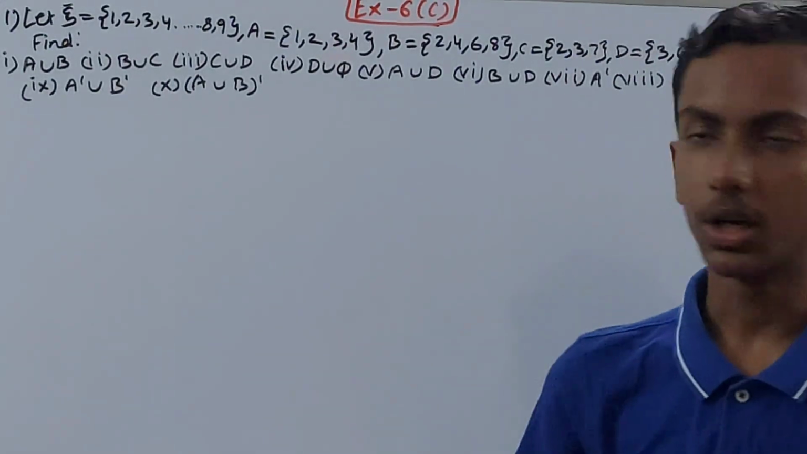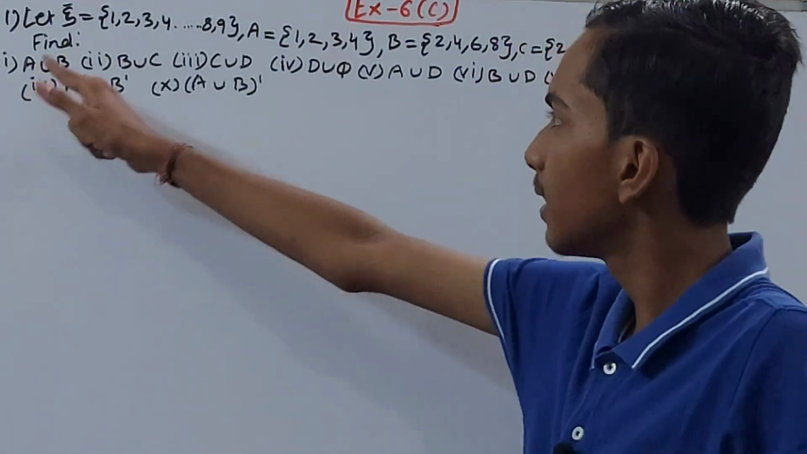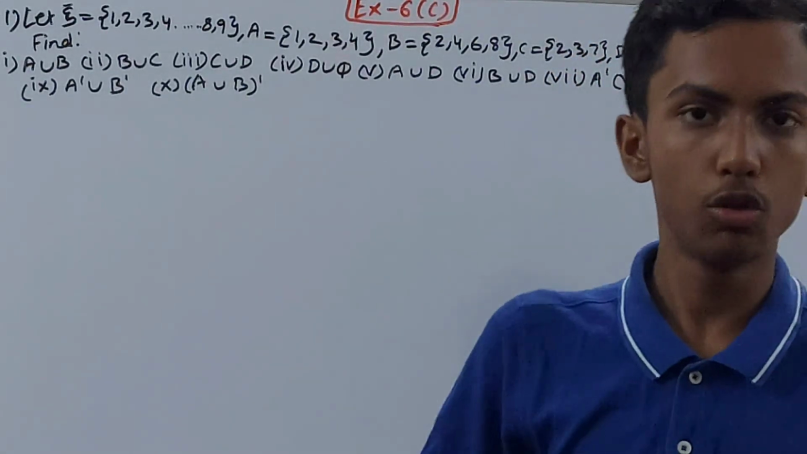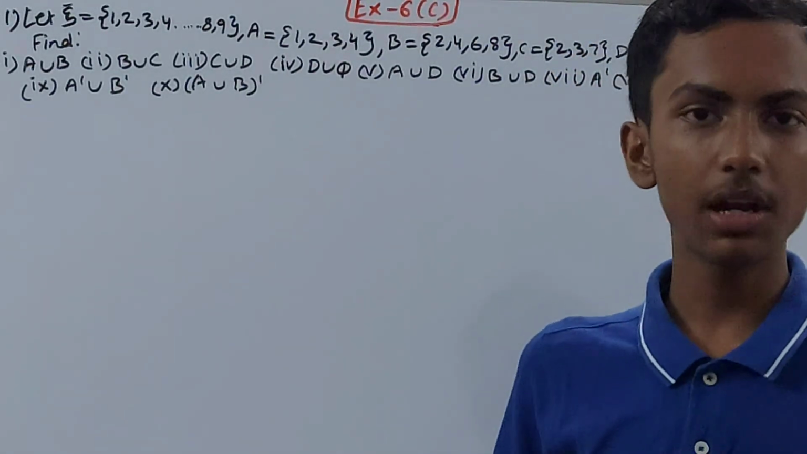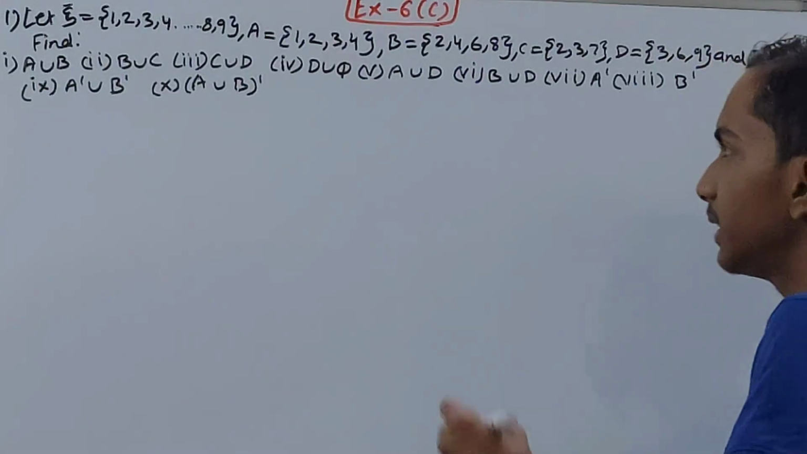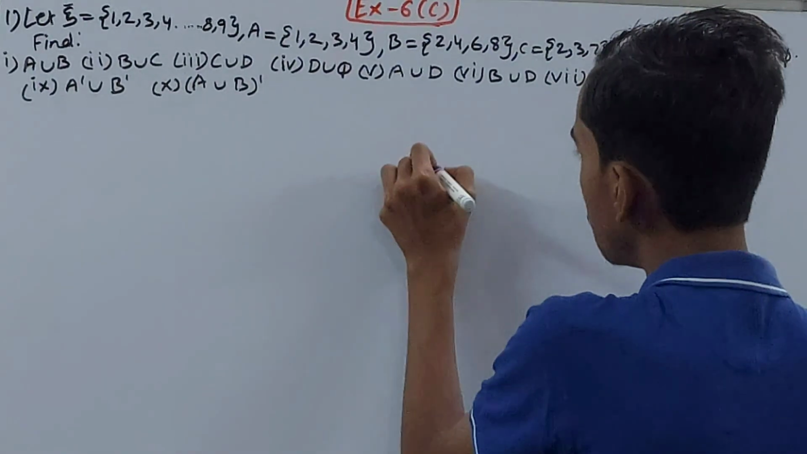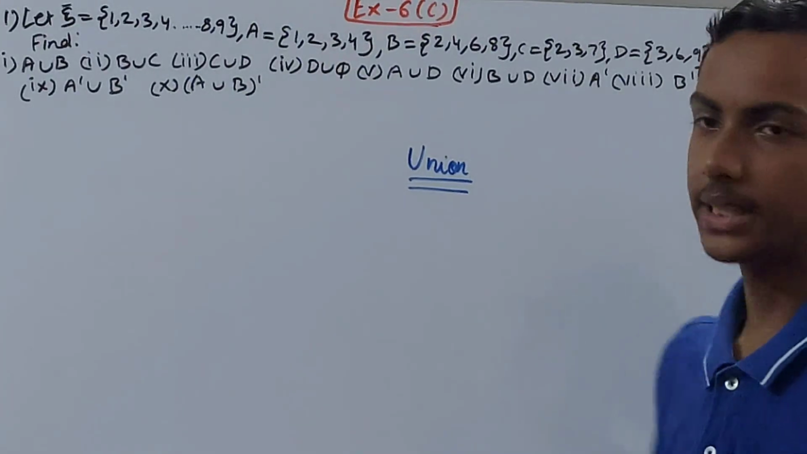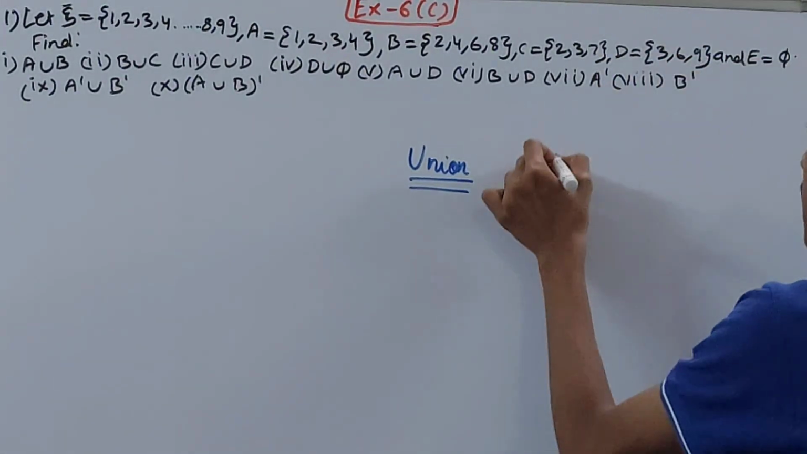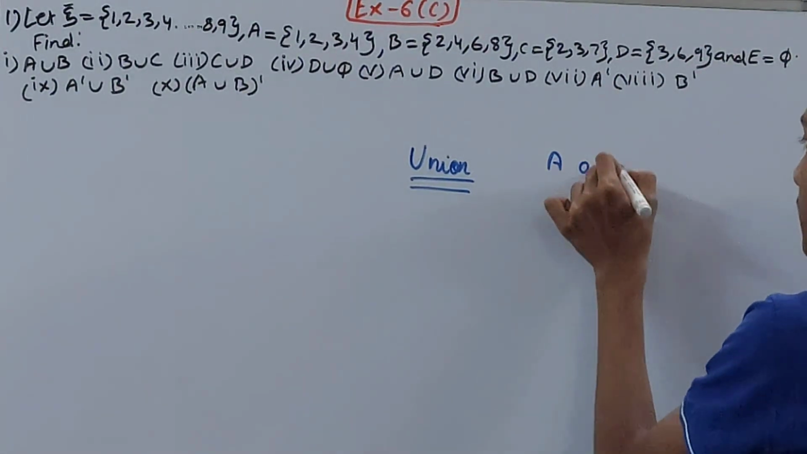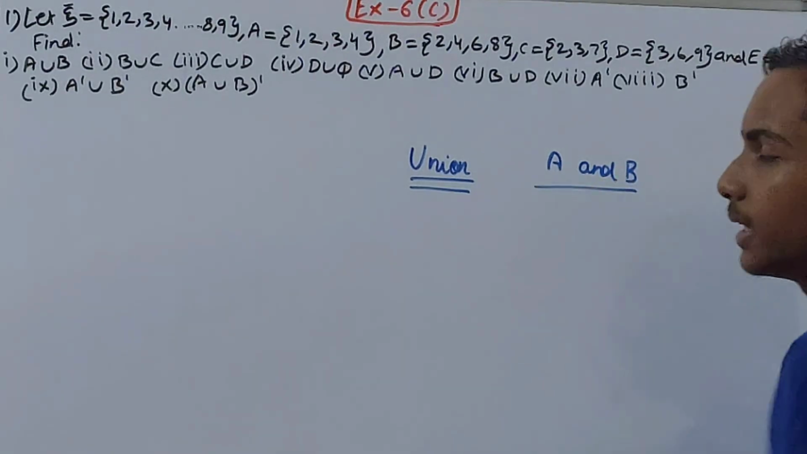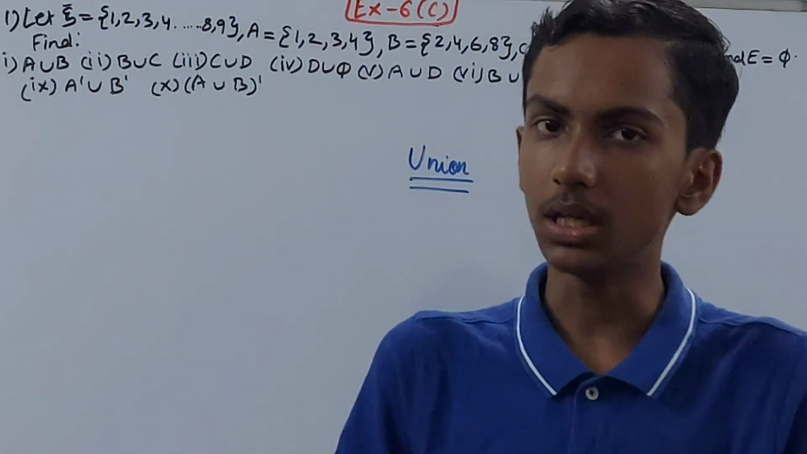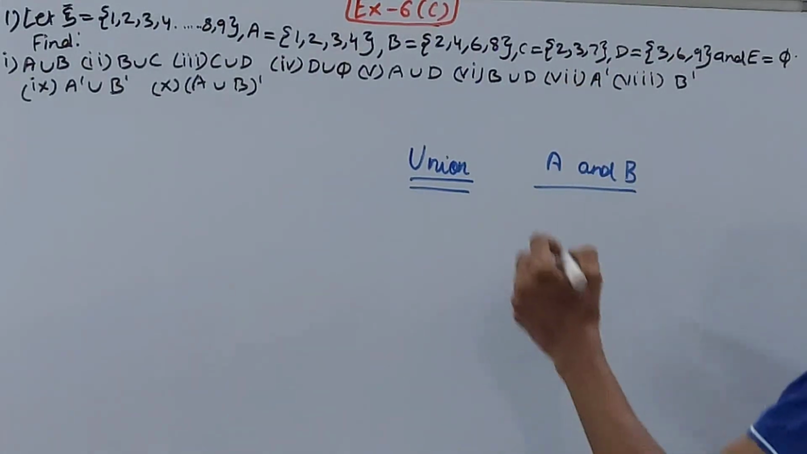We have to find A, and then you can see a new symbol, like a U, but it is not U. It means something related to that. So basically, we are going to study something new, which is called union, the union of two sets, A and B, let's say. What will be in this set? We will combine both the elements of set A and set B. That is what we will do.